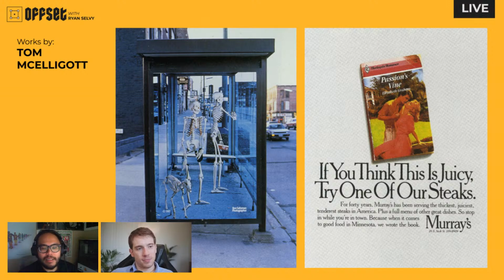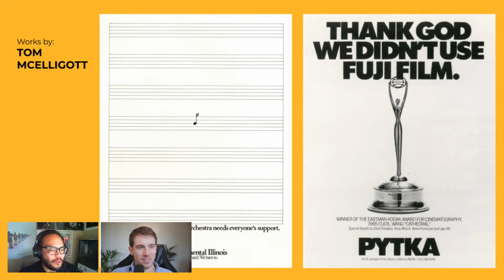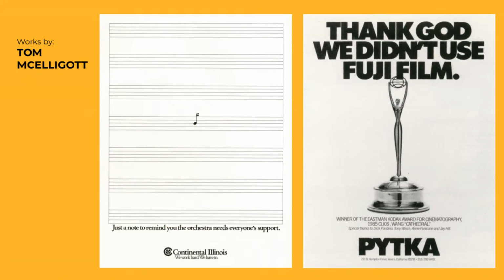But I wish I was a copywriter. It seems like these are the ones that, when I worked for an agency, I would almost put in as a joke and be like, the client will never go for that, so we're not even gonna go for it. But then they're out here saying, if you think this is juicy, try one of our steaks. Wait, that one was like, thank God we didn't use Fujifilm. I was like, damn, is that even allowed anymore? Can you even mention competitors?